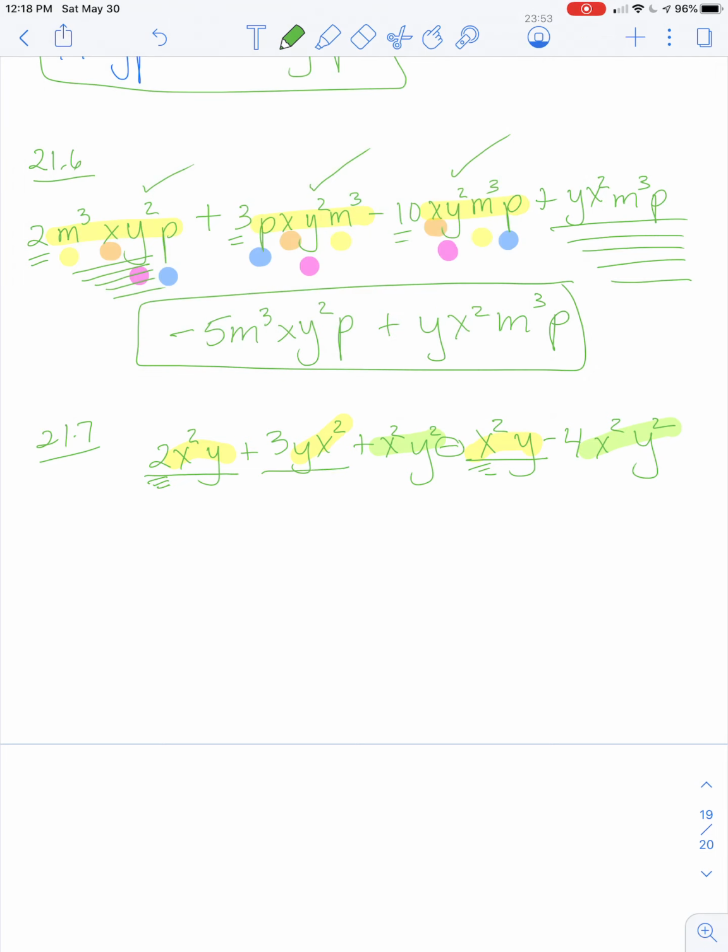I hope you were screaming, Mrs. Quigley. Okay, so let's look at our coefficients again. 2 plus 3 is 5. 5 minus 1 is 4. So we have 4x squared y. And then let's put together what we have in the green highlights. So here I have a 1, and over here I have a 4, but it's being subtracted. So 1 minus 4 would be minus 3x squared y squared.